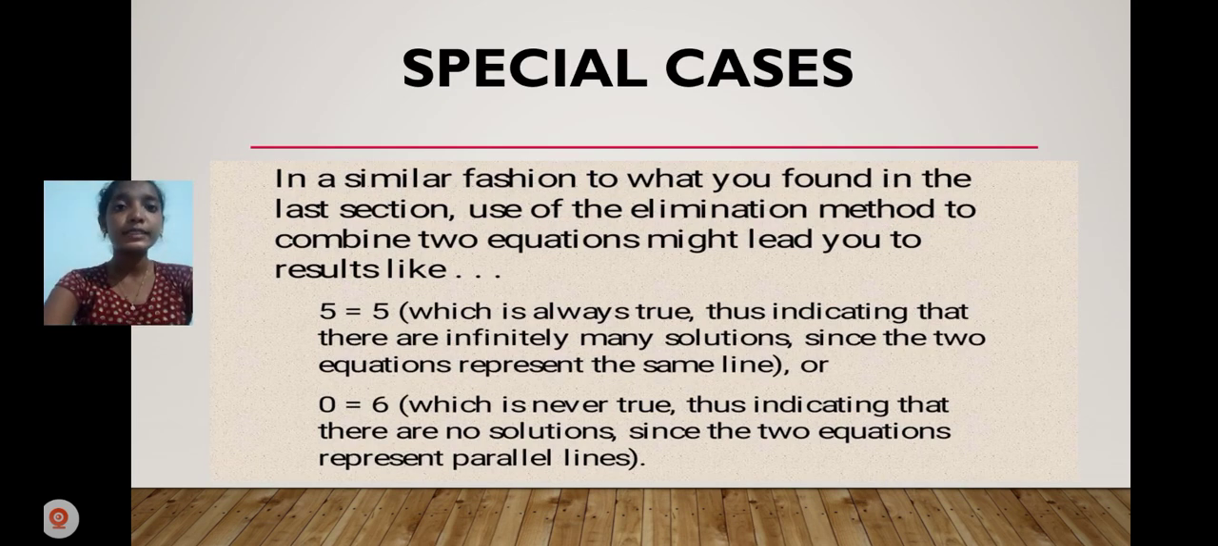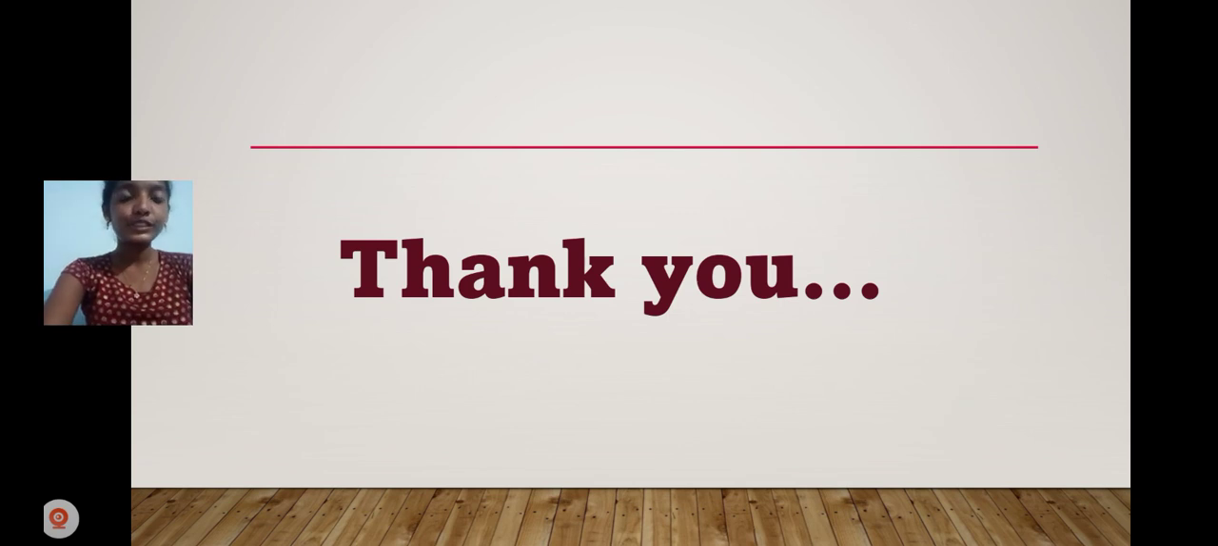The special cases are similar to what you found in the last section. Use of the elimination method to combine two equations might lead you to results like 5 equals 5, which is always true, thus indicating that there are infinitely many solutions since the two equations represent the same line. Or 0 equals 6, which is never true, thus indicating that there are no solutions since the two equations represent parallel lines. Thank you for this opportunity.